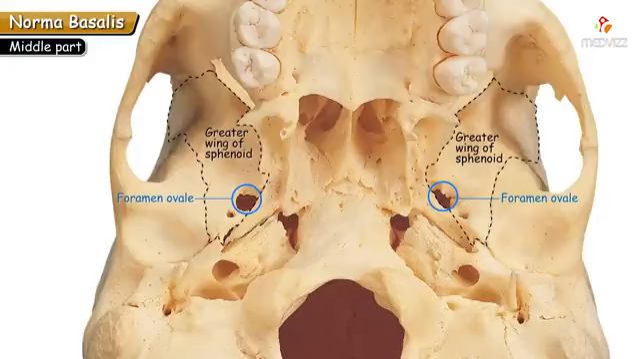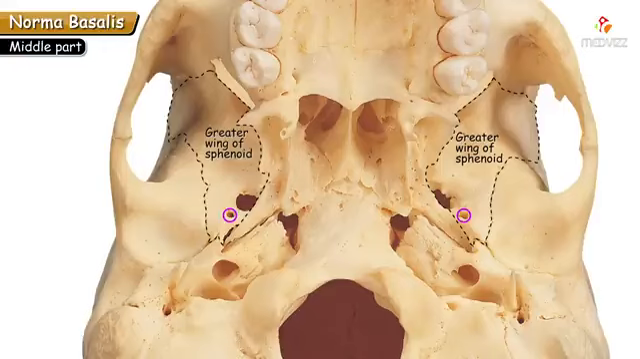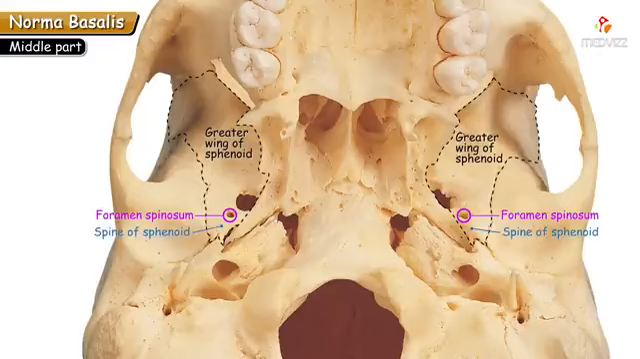Posterolateral to this foramen ovale, there is a small, tiny foramen, which is termed foramen spinosum. Why is it called spinosum? Because it is next to a very sharp projection from the sphenoid, which is called spine of sphenoid.